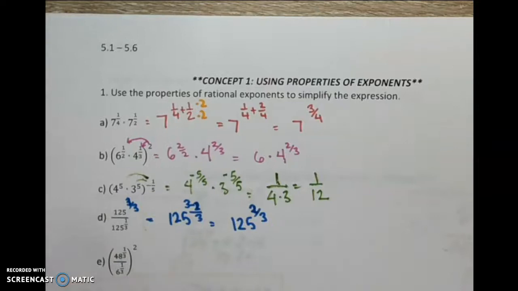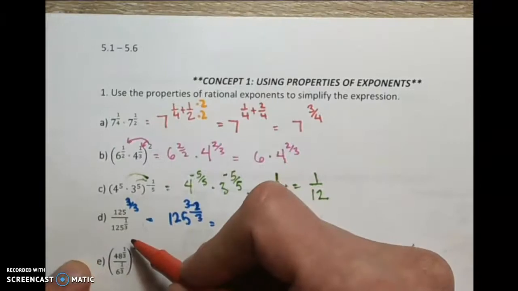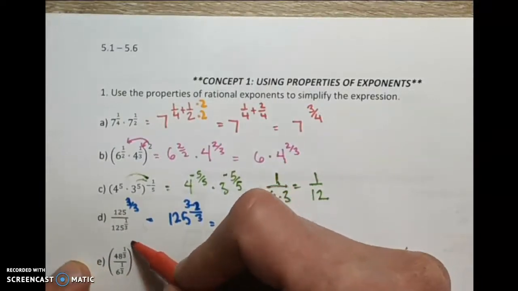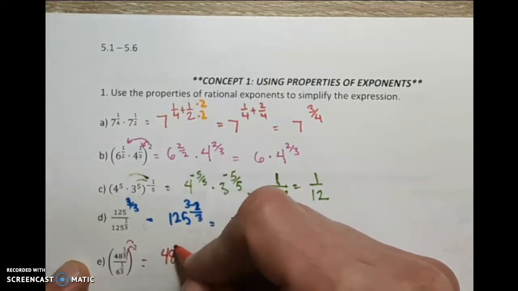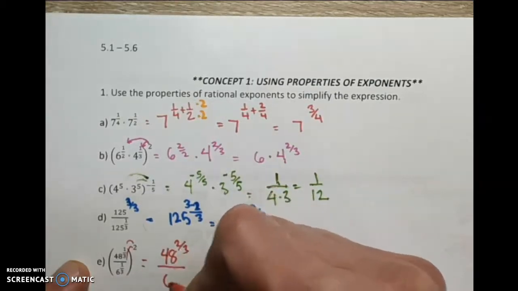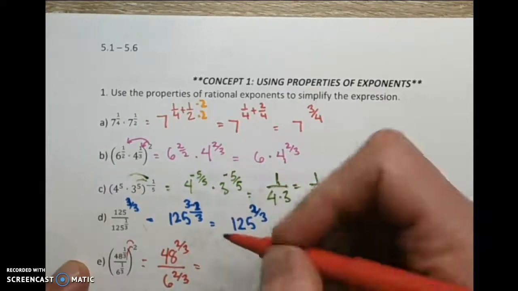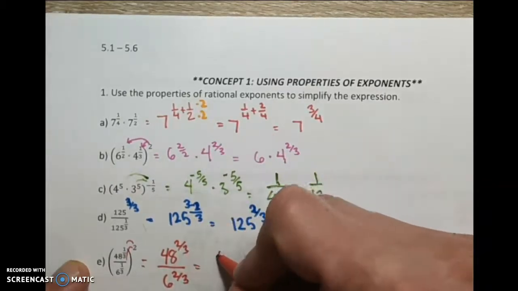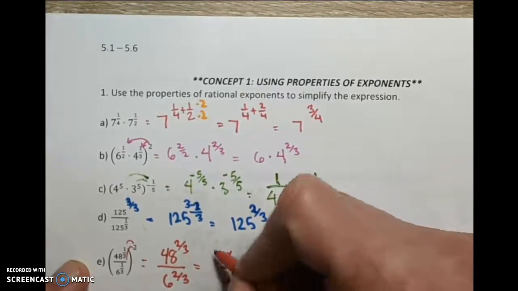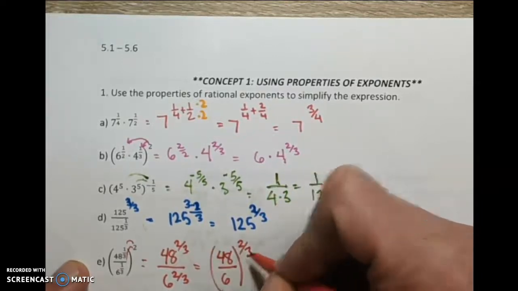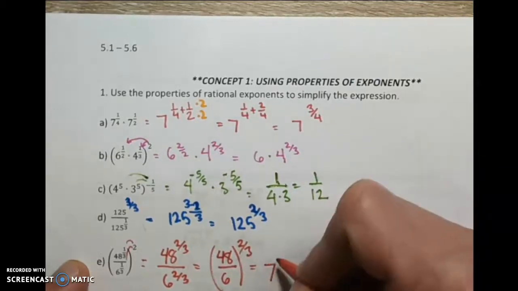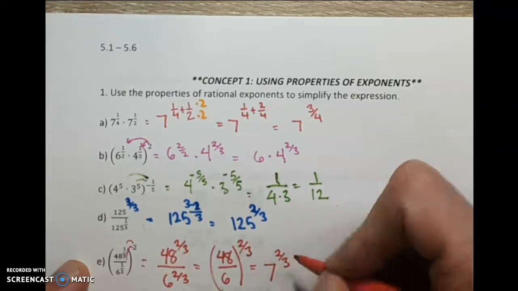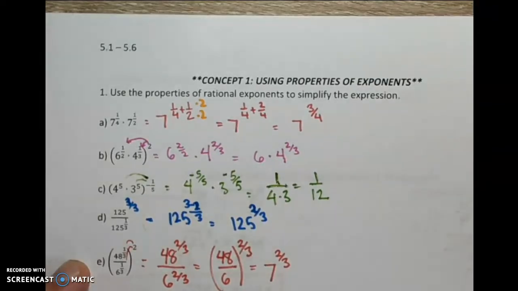Alright, and then here you go. Last one here. Again, I'm going to distribute this into both of those. There's a couple of ways I could go about this one. But I get 48 to the 2/3 power over 6 to the 2/3 power. Since they're both to the 2/3 power, I can make it 48 over 6, all of that to the 2/3 power. Go backwards a little bit. And 48 divided by 6 is 7, and that's to the 2/3 power, and I can't simplify that, and I'm good to go. That's it.